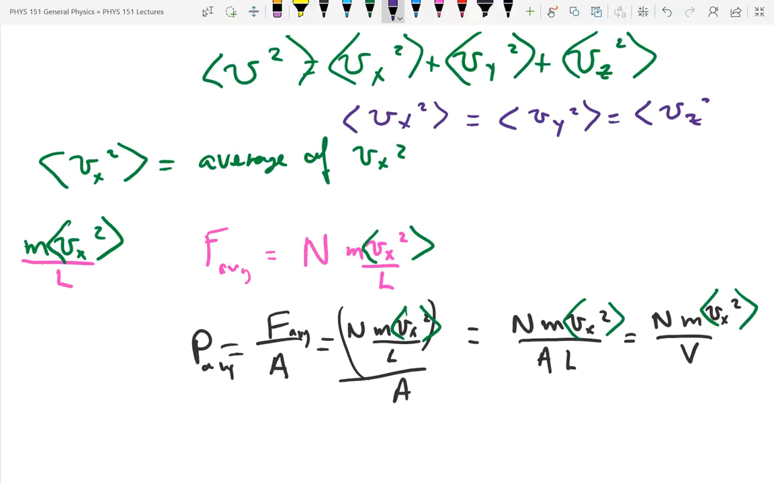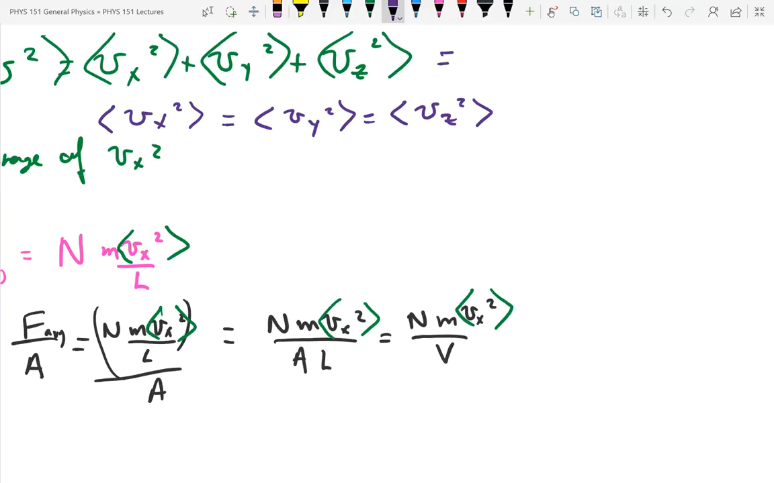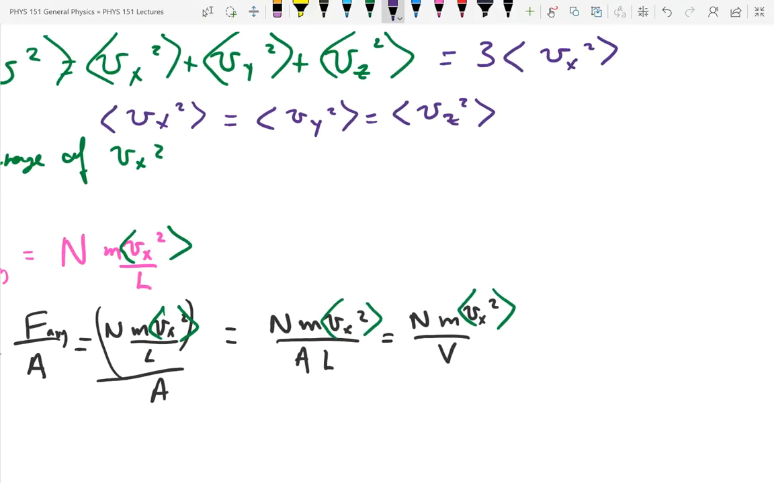They're going to have to be the same, because the x, y, and z are just arbitrary perpendicular directions. If you have a completely randomized motion, any direction is going to have the same measurement for the average speed. So if you put these together, the average squared speed, v squared average, is equal to 3 times the average of the squared speed in the x direction.